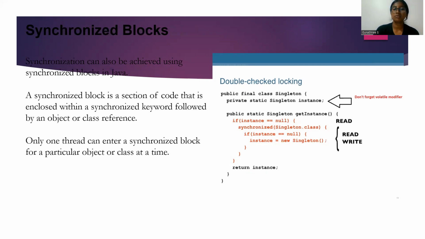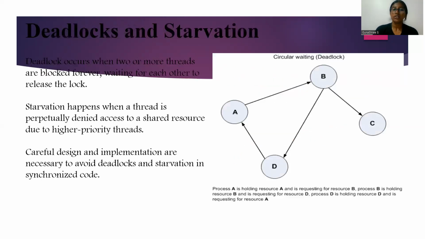What is a synchronized block? It is a section of code enclosed within a synchronized keyword, which is followed by an object or class reference. Only one thread can enter a synchronized block for a particular object or class at a particular time. Moving on to deadlock and starvation, which can appear in synchronization.